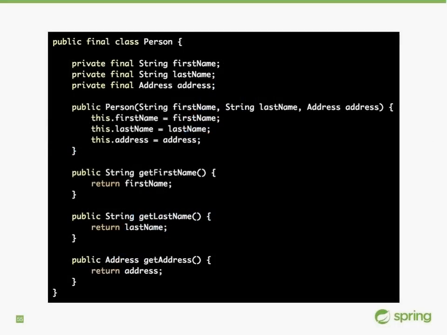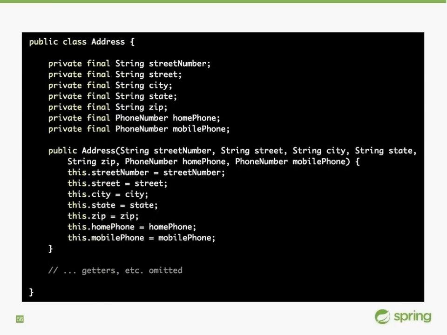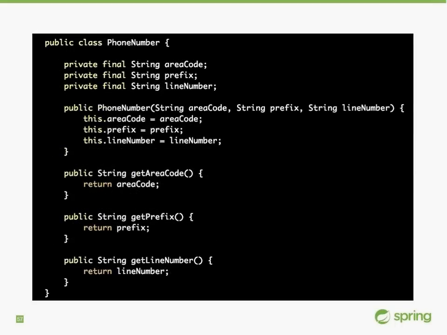We have here a person class. Person has a first name, a last name, and an address associated with it. And that address itself is also a large object. It has street number, city, state, zip. It also has 2 phone numbers. Those phone numbers have their own data associated with them: area code, prefix, and line number.